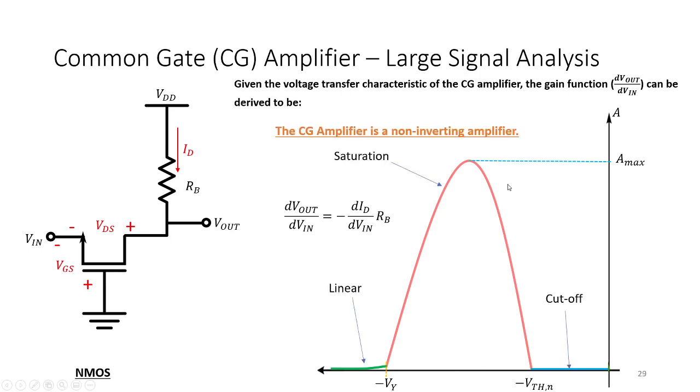Same as the common drain, this is a non-inverting amplifier. Something to think about is that during cutoff, it has no gain. During the linear stage, it has no gain. But the gain can be maximized when the transistor is in saturation.